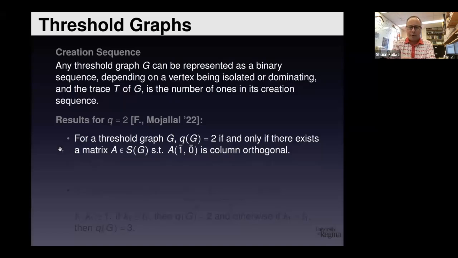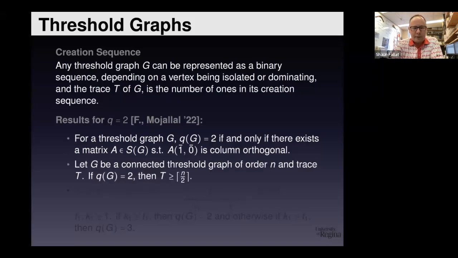If you start playing around with threshold graphs, you'll sort of see it. I mean, you've got to sort it out, but you can sort out things fairly quickly. Now, once you know that, then you can start to write down some results. And so here's a condition where if you have a connected threshold graph and you happen to know Q is 2, then the trace has to be fairly large.